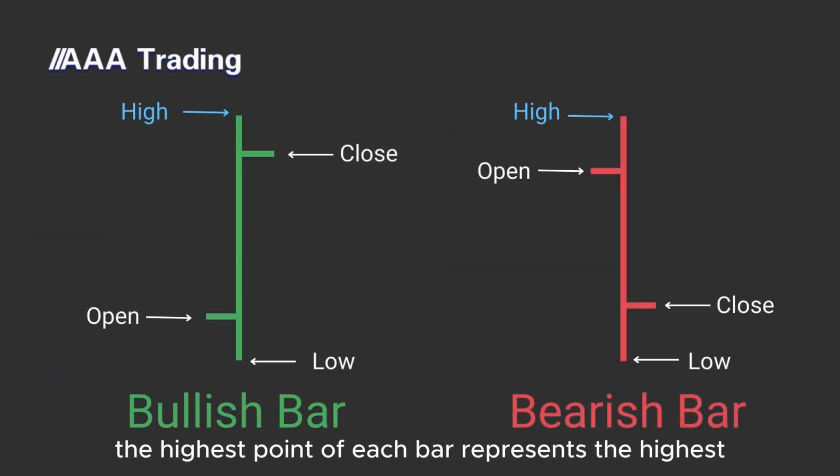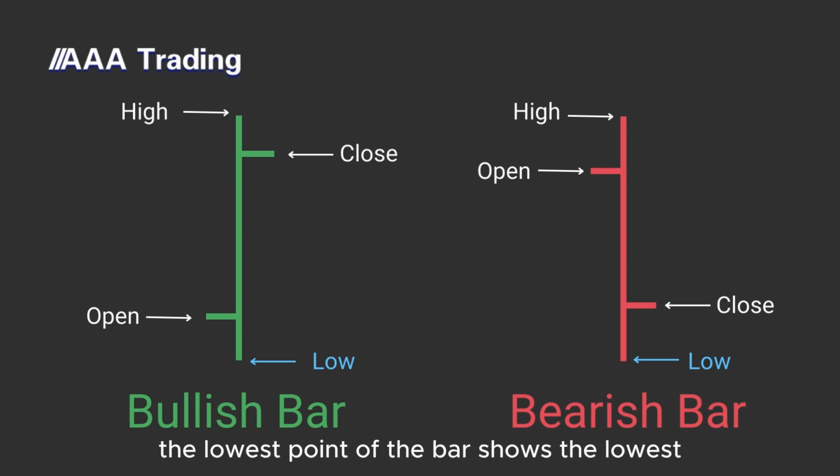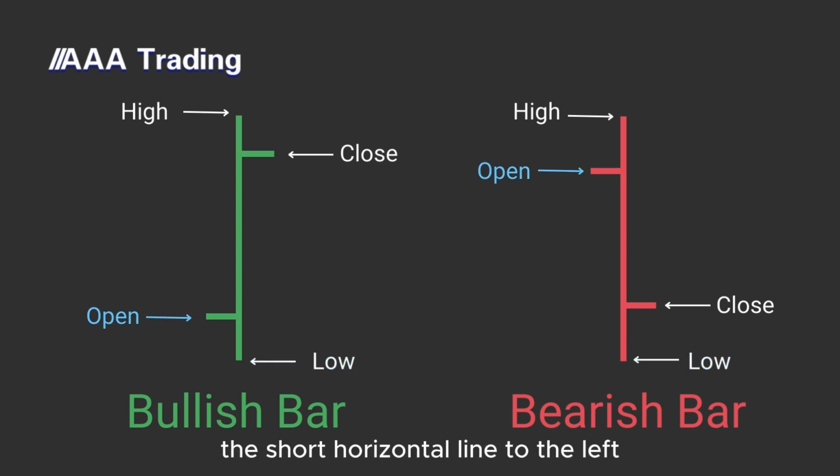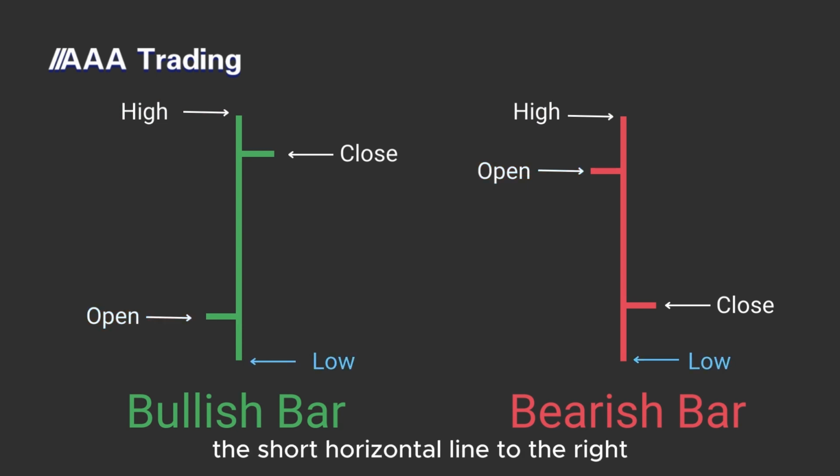The highest point of each bar represents the highest price that was traded during the period. The lowest point of the bar shows the lowest price that was traded. The short horizontal line to the left represents the opening price of the specific period. The short horizontal line to the right marks the closing price.